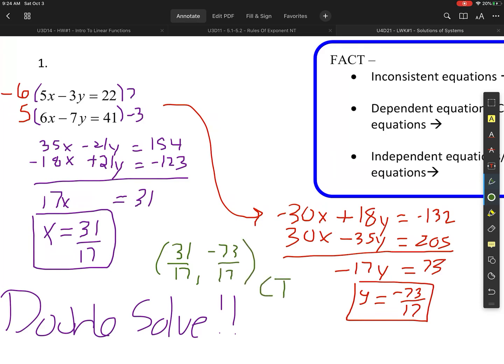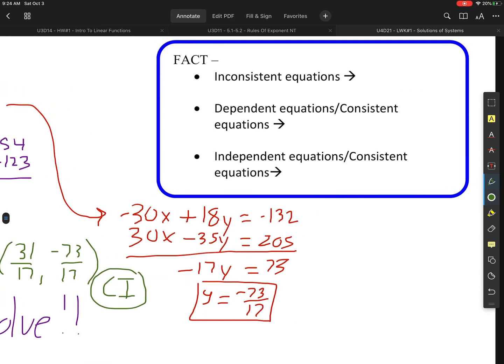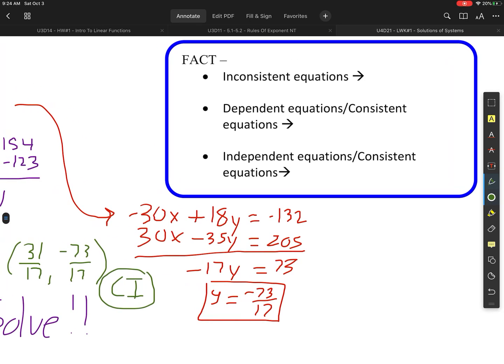And this is a consistent independent answer, because we get 1 point. So if we look up here, consistent equations, independent equations, we have a 1 point answer. They cross at that 1 point. If we have dependent solution, consistent equations, we have an infinite amount of solutions.